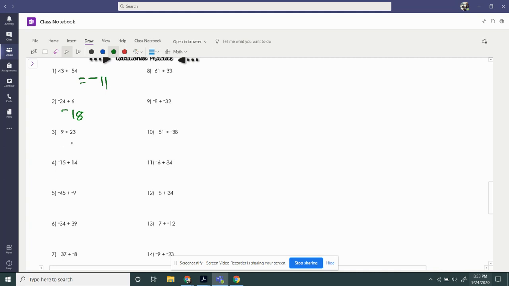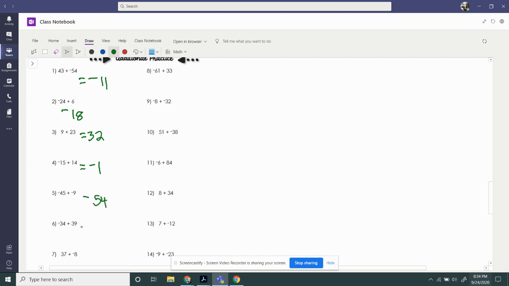Here we have 2 positives. We simply add them together to get 32. Here we have a negative and a positive, so we ignore the signs, subtract the smaller from the larger, and then when we write our answer, we'll take the sign of the larger absolute value, which will give us negative 1. Here we have the same sign, so we just add them together for a negative 54.